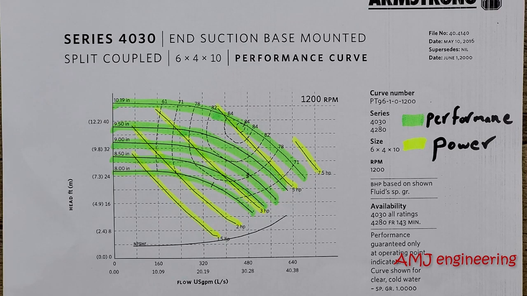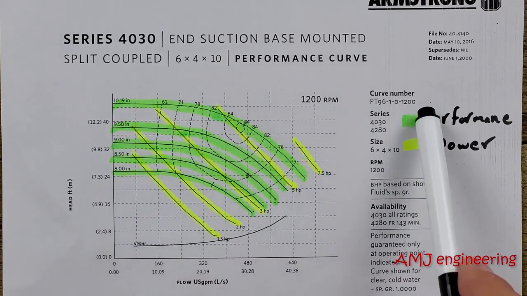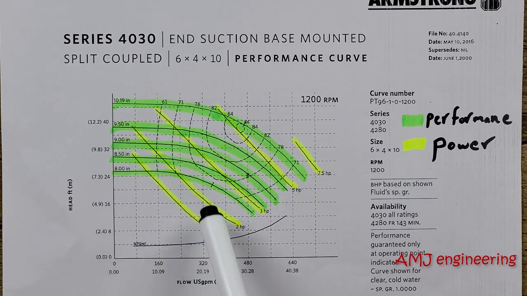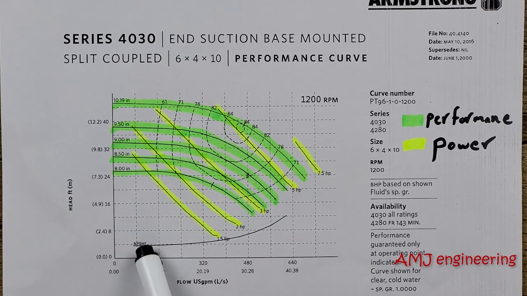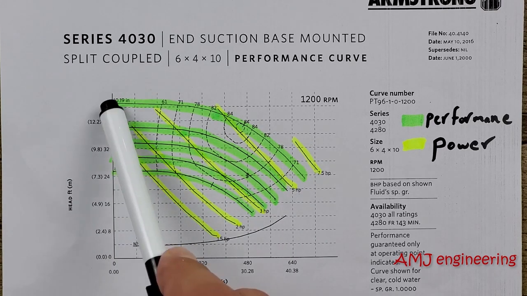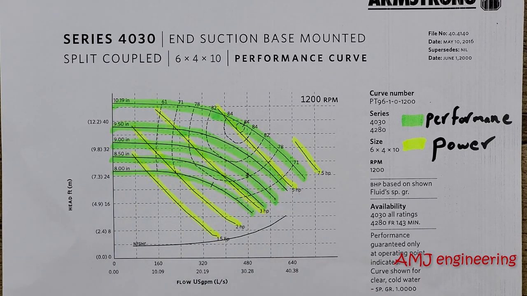Understanding centrifugal pump curves. A typical composite curve includes the pump performance curves, horsepower curves, and NPSH required, which is the net positive suction head. A pump performance curve indicates how a pump will perform in regards to pressure head and flow.